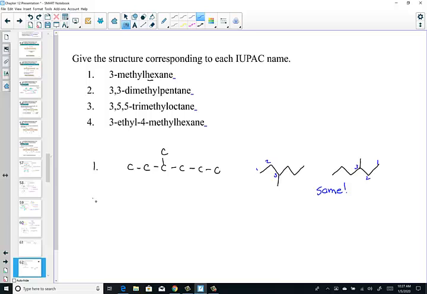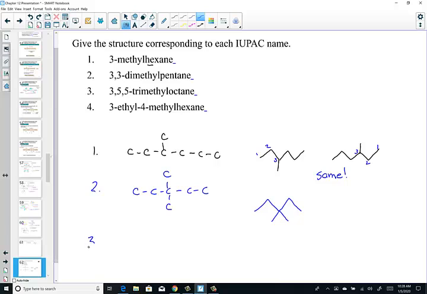How about number 2? 3,3-dimethyl pentane tells me there's 5 carbons in the backbone, pentane. And at carbon 3, there's a couple of methyls there. So that's kind of its rough draft. 1, 2, 3, 4, 5 carbons in a zigzag pattern. At carbon number 3 are 2 methyl groups coming out. There's the line structure for 3,3-dimethyl pentane.